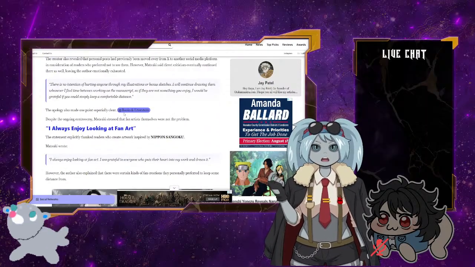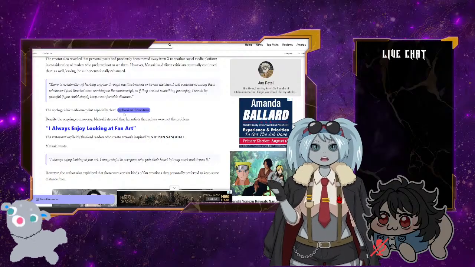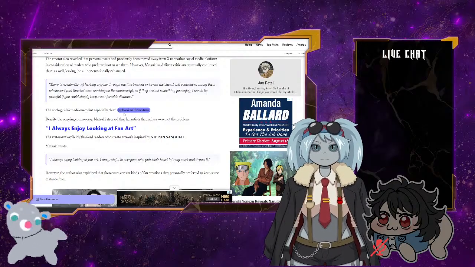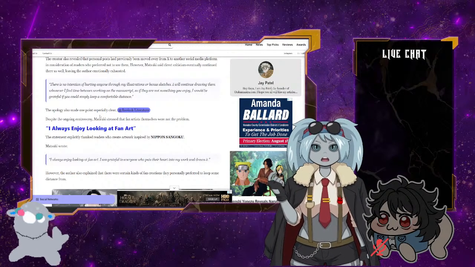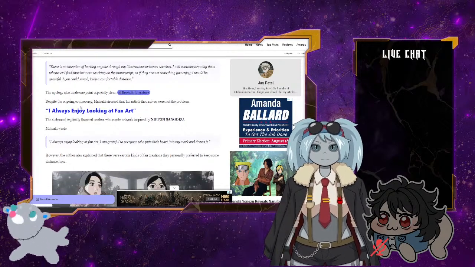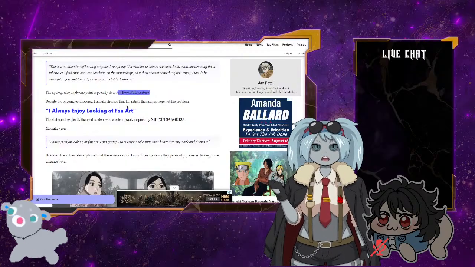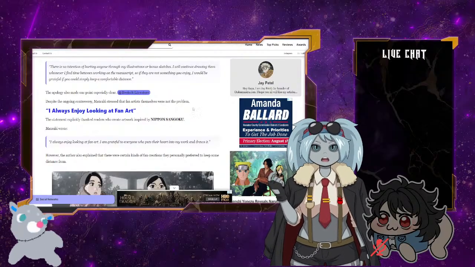Basically, you don't have to read it. You don't have to engage with it. You don't even have to know it exists. Just pretend it doesn't. That's basically what he's saying. I apologize. The apology also made one point especially clear. Despite the ongoing controversy, Makasugi stressed that the fan artists themselves were not the problem.